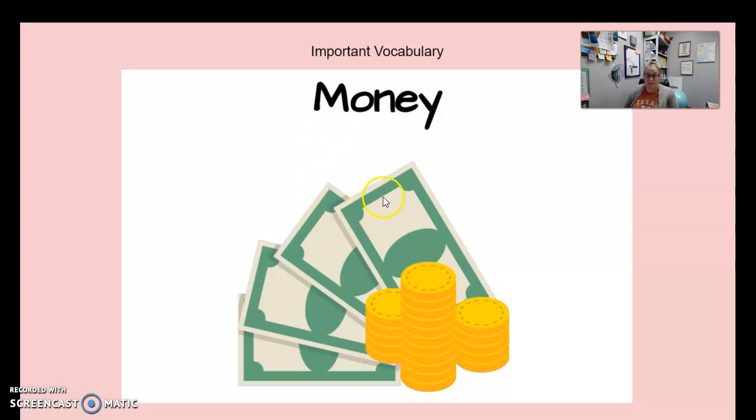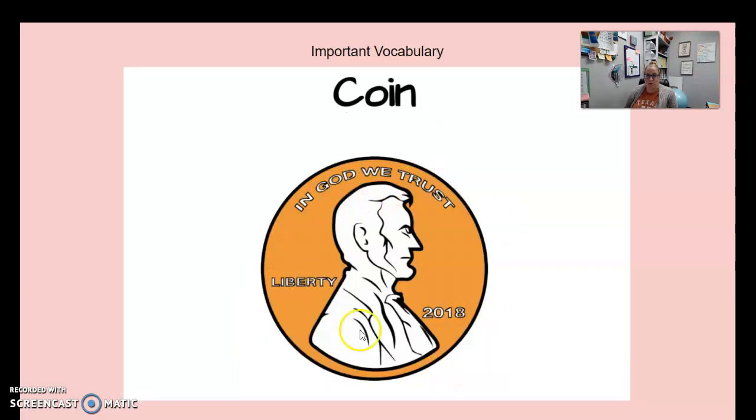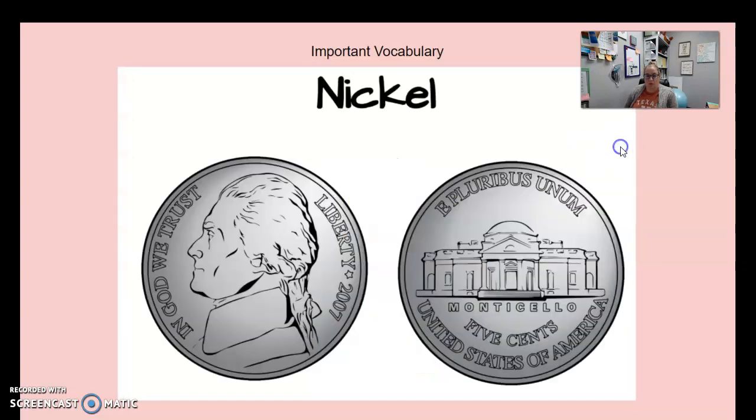There are two types of money. So there are bills, like a $1 bill, a $5 bill, a $10 bill, a $20 bill, and there are coins. So remember, the bills are flat and they're made of paper, and the coins are round and they are made of metal. We're going to continue to talk about coins. Today we're going to talk about a nickel.